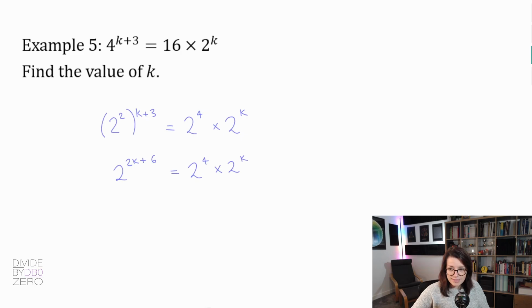Then on the right-hand side, we can use the power law about adding the powers. So we can do 2 to the power of 4 plus k. And on this side, we've got 2 to the power of 2k plus 6. And again, because we've got 2 to the power of something on both sides, the only way that's going to be equal is if the powers themselves are equal to each other. So we get a nice equation in k, which we can then rearrange and solve. However you normally do it, I would probably take away the k from both sides first, and then take away 6. So you end up with k is equal to -2.